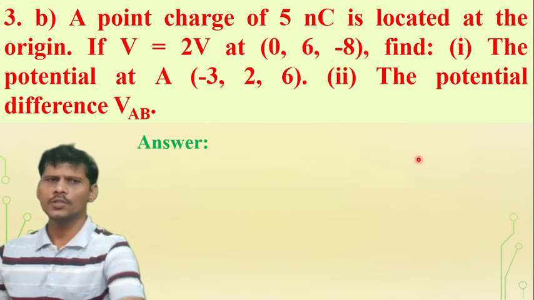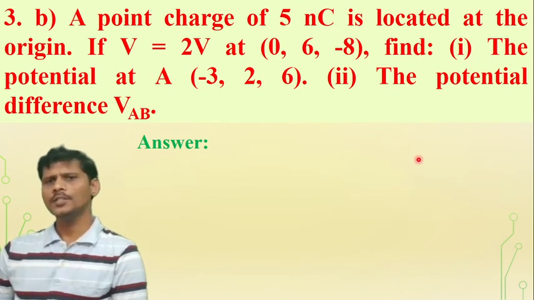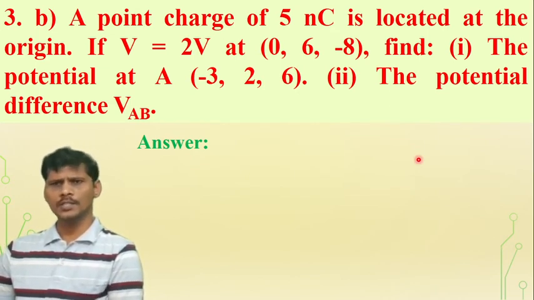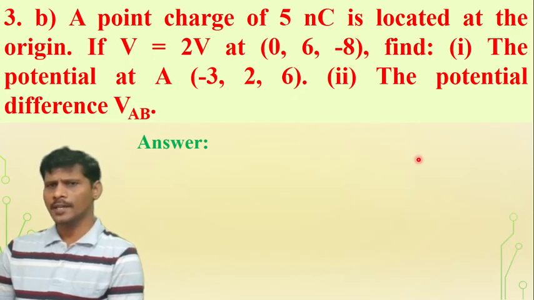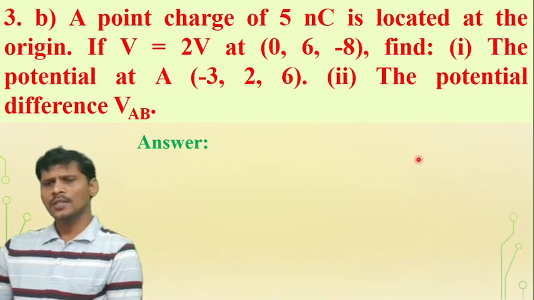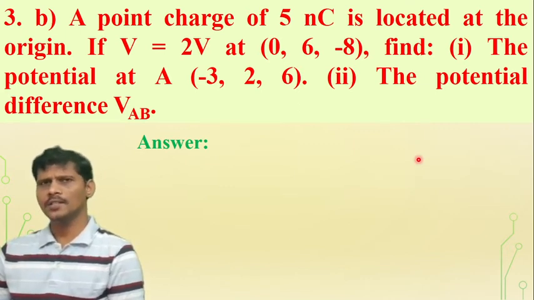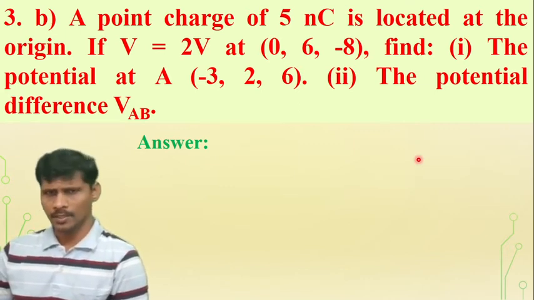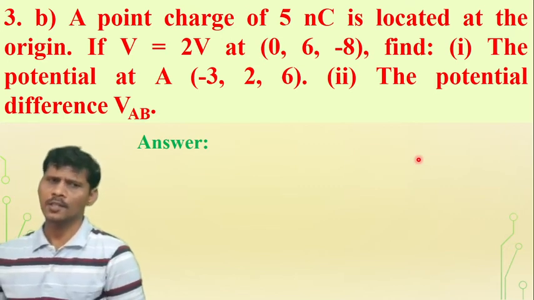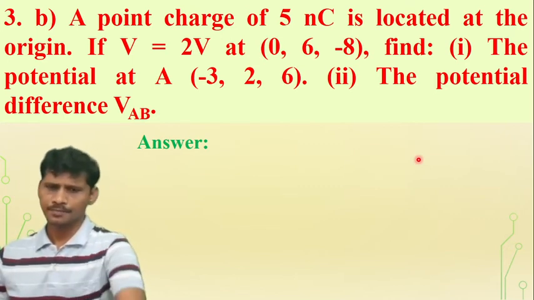Next, coming to question number 3b: a point charge of 5 nanocoulombs is located at the origin. If V is equal to 2 volts at 0, 6, minus 8, first find the potential at minus 3, 2, 6, and next calculate the potential difference VAB. So first calculate the potential at point A.